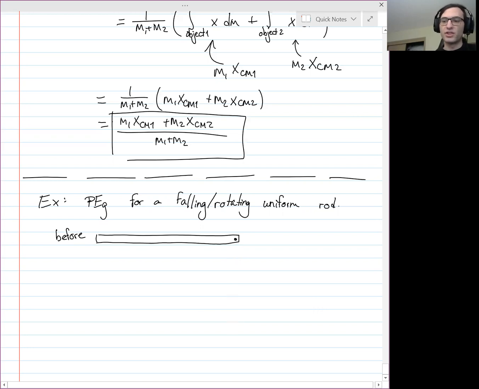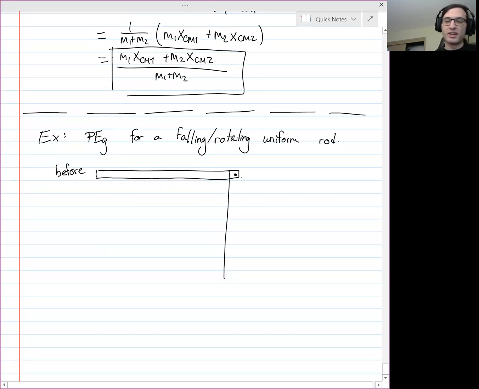The length should be conserved, right? The length of the rod shouldn't change. It's going to fall down. It's going to swing downwards. So initially, let me write "after" over here.